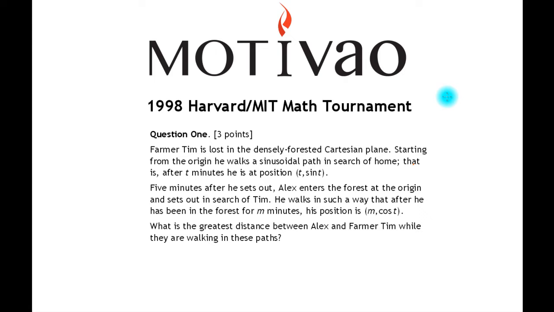5 minutes after he sets out, Alex enters the forest at the origin and sets out in search of Tim. He walks in such a way that after he has been in the forest for m minutes, his position is (m, cos t). Question: What is the greatest distance between Alex and Farmer Tim while they are walking in this path?